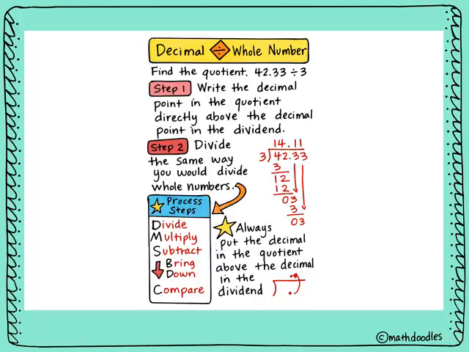It goes into 4 one time. You write the 1 on the top. You multiply 1 by 3. You get 3 down underneath the 4. 4 minus 3 is 1.